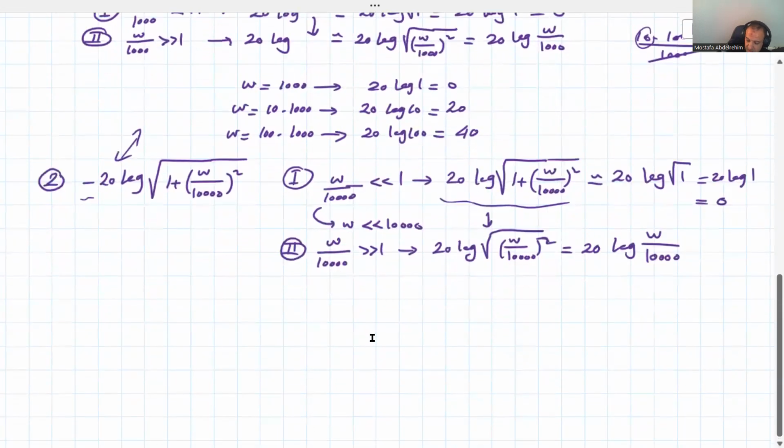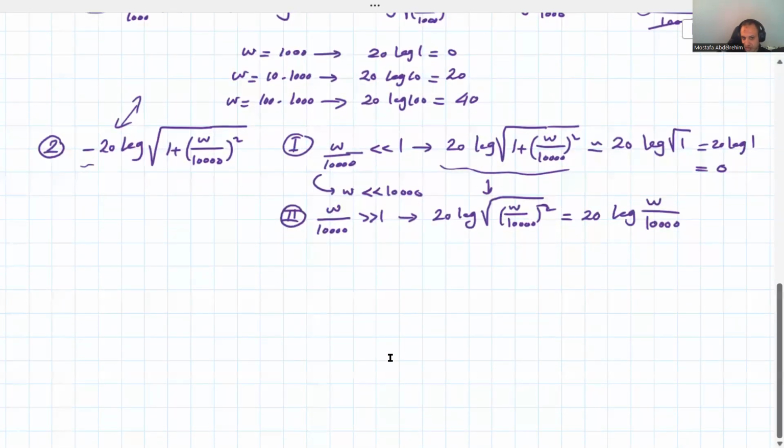Okay. Then we put some examples and see how it goes. Omega equal to 10,000, exactly equal to the denominator. In that case, it will be 20 log 1. 20 log 1 is 0, so 20 multiplied by 0 is 0.